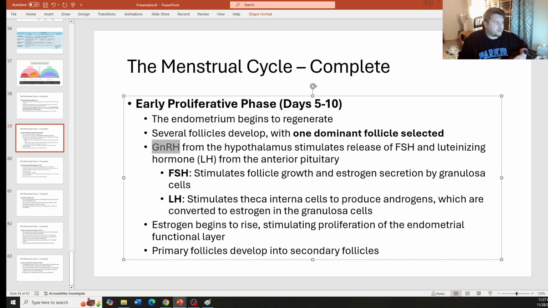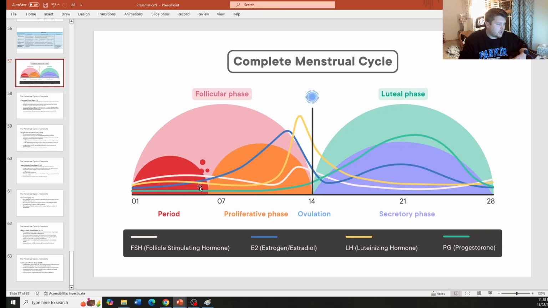The hormone from the hypothalamus, the gonadotropin releasing hormone, stimulates the FSH and also luteinizing hormone from the anterior pituitary. FSH stimulates the follicle growth and estrogen secretion. The luteinizing hormone stimulates the theca interna cells to produce androgens, which are then also converted to estrogen in the granulosa cells. So estrogen starts to rise. So we have here estrogen is our blue line. Estrogen starts to rise here, and it peaks during our proliferation phase.